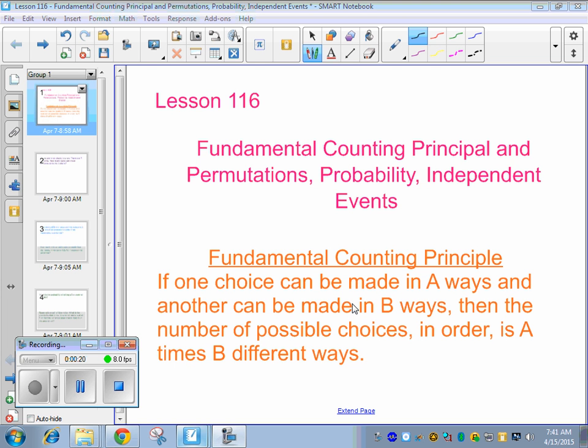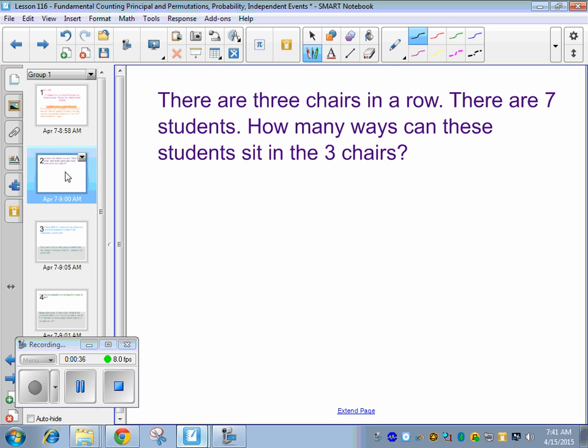The first is the fundamental counting principle: if one choice can be made in A ways and another choice can be made in B ways, then the number of possible choices in order is A times B. All right? So this will make more sense when we do one like this.